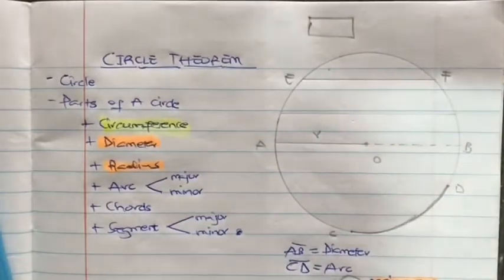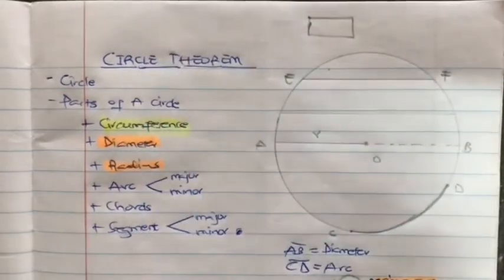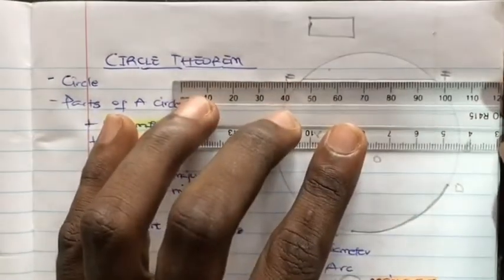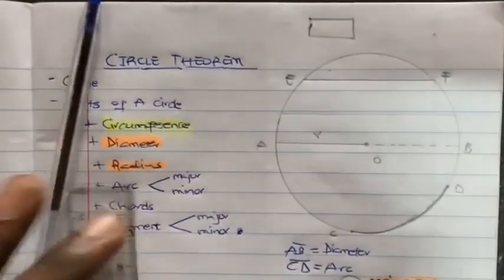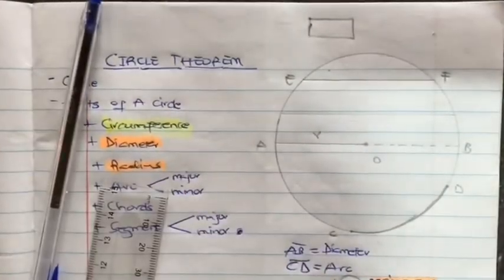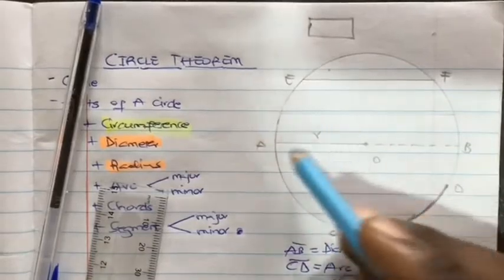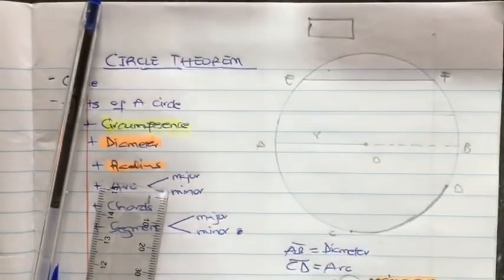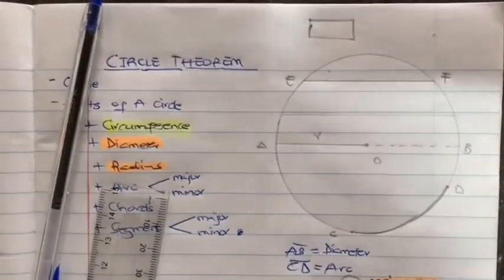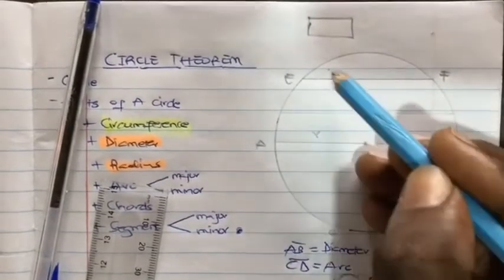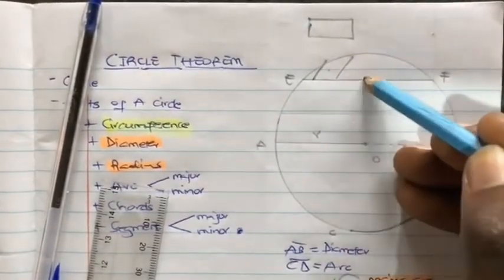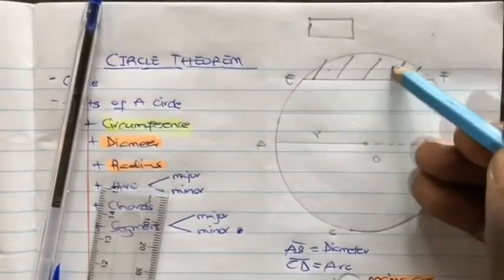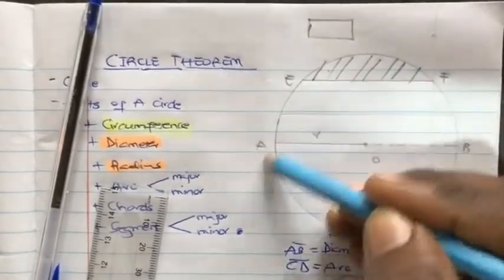We also have something called a segment. Whenever we draw a chord, we divide the circle into two areas. A chord divides the circle into two parts, but the diameter divides the circle into two equal halves, or two equal areas. So this is a chord, and we see an area formed here, and we also have an area formed here.